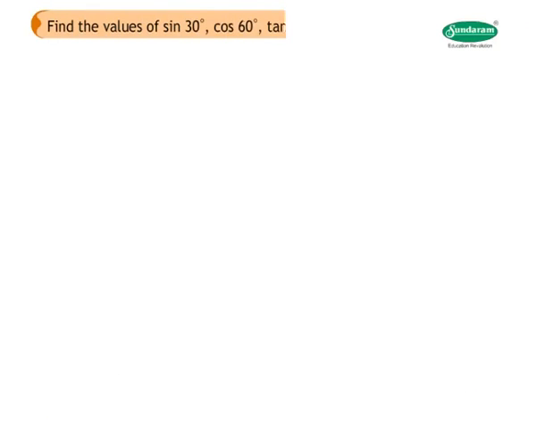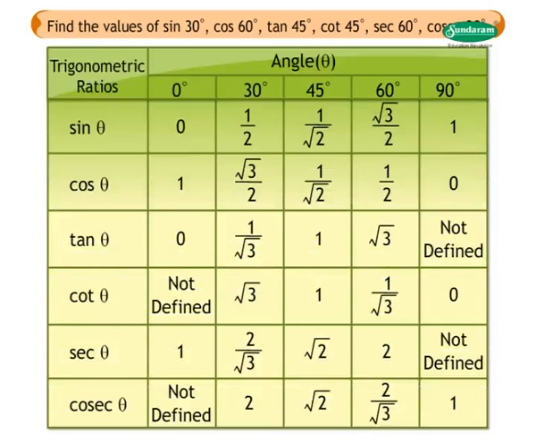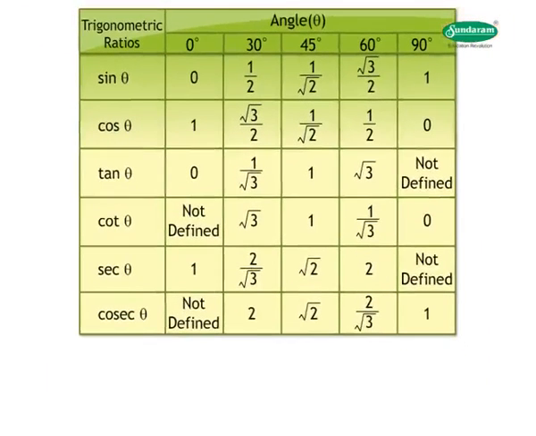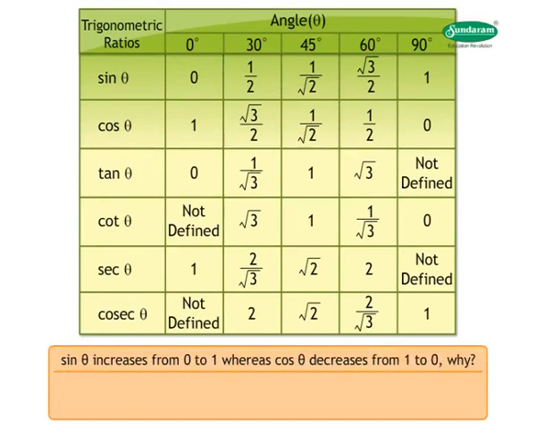Now let's try to find the values of sin 30 degrees, cos 60 degrees, tan 45 degrees, cot 45 degrees, sec 60 degrees, cosec 30 degrees. See the table for the values. You must have observed that as angle theta increases from 0 degrees to 90 degrees, sin theta increases from 0 to 1, whereas cos theta decreases from 1 to 0.